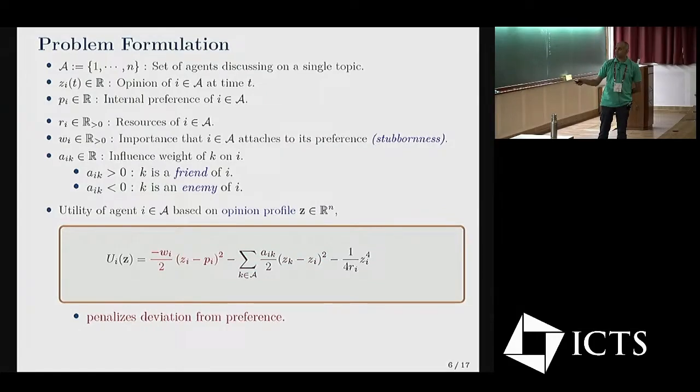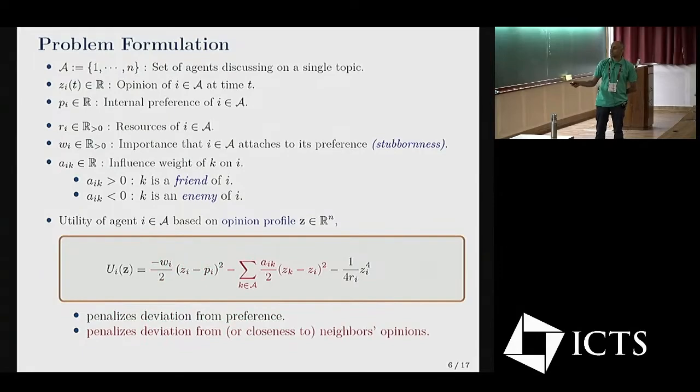The first one is penalizing deviation from its internal preference. So the assumption is that agent i is trying to maximize its utility function. The second term is penalizing deviation from, or closeness to, neighbors' opinions, and that depends on the signs of these A_ik. If A_ik is positive, then it is penalizing deviation, and if A_ik is negative, it is in fact penalizing closeness to these neighbors' opinions. And this last term is sort of like a resource penalty. It's penalizing extreme opinions. So instead of imposing a hard constraint, we are imposing a penalty on the resources that are being used or that the agent wants to use.